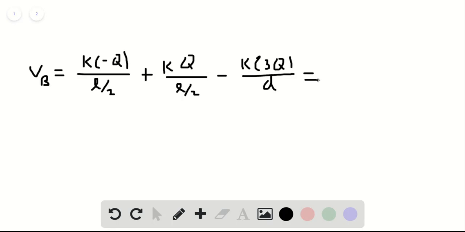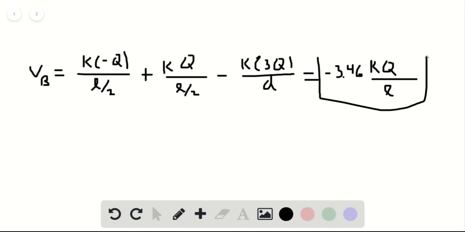So plugging all those values in this expression, we find that this is negative 3.46 K Q. Let's rewrite that K to make it a little neater. Divided by L. We can box that in as our solution for the potential at the midpoint of side B.